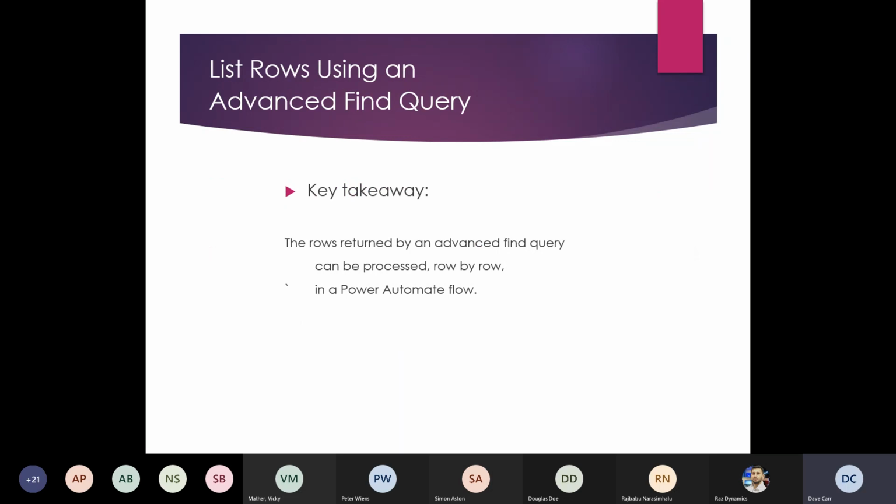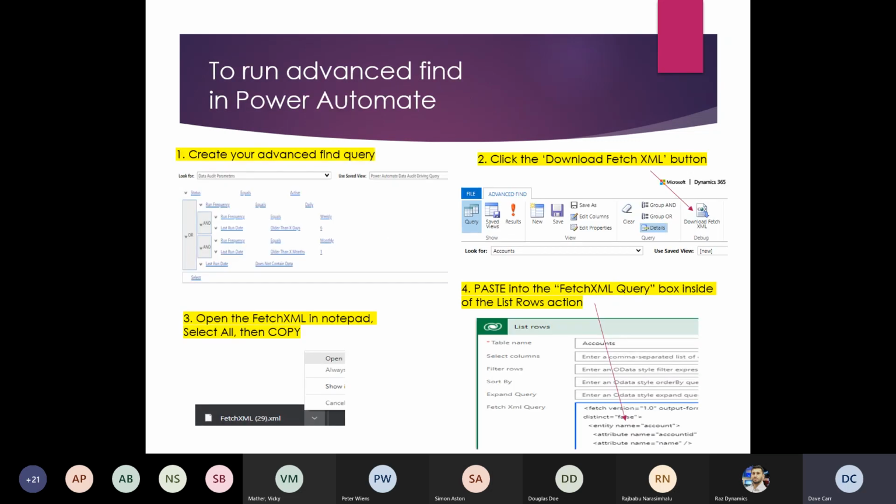All right, so again, the key takeaway: the rows returned by an advanced find query can be processed row by row in a flow. So what you do, a four-step process here: you create your advanced find query. As I showed you, this is the one that runs my data audit parameter. This is the driving query. Then you click on the download fetch XML button on your toolbar there. And I just hit the little button and hit open.